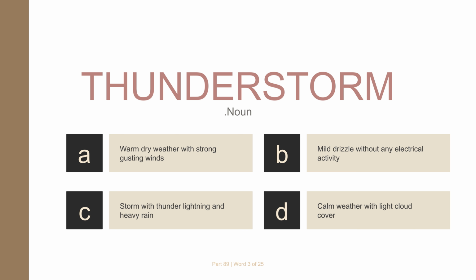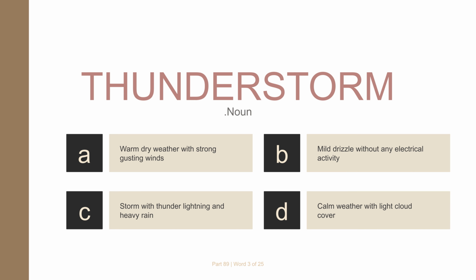Option A. Warm, dry weather with strong gusting winds. Option B. Mild drizzle without any electrical activity. Option C. Storm with thunder, lightning, and heavy rain. Option D. Calm weather with light cloud cover.